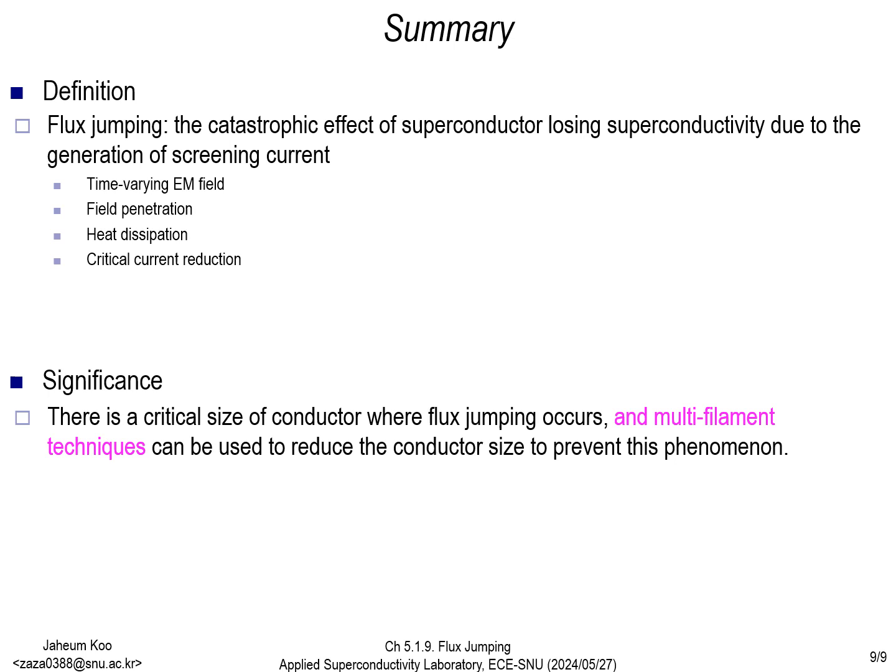In summary, flux jumping refers to a cascade and catastrophic process where a superconductor eventually loses its superconducting properties. To counteract flux jumping, a technique involving the construction of superconducting wires from multiple thin filaments, rather than a single thick wire, has been developed. This approach is particularly prominent in low-temperature superconductors. Consequently, most low-temperature superconducting wires are now made using this multi-filament design.